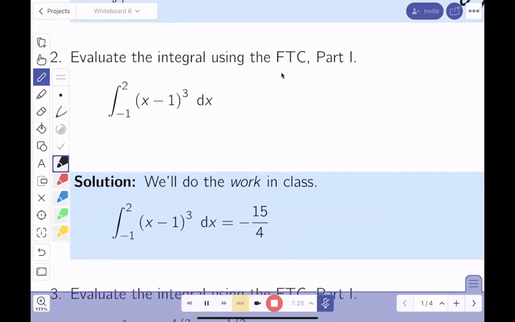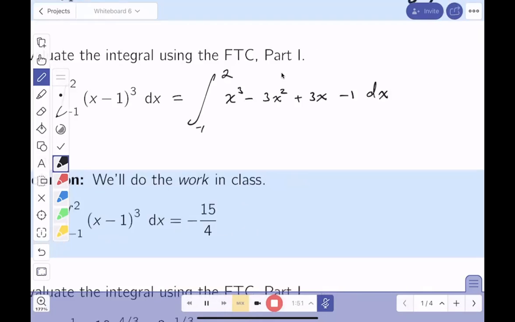Other than the fact that I know the number is negative, what I have to do, believe it or not, since I don't know much about calculus at this point, is expand this. Where did you learn about expanding this in Math 120? It's a binomial. And what are you going to get? I'll write it down very carefully too. It's going to be x cubed minus 3x squared plus 3x minus 1 dx.